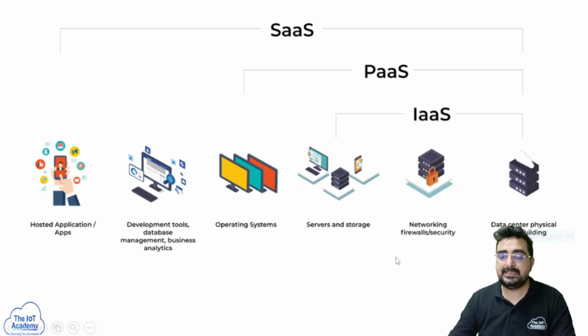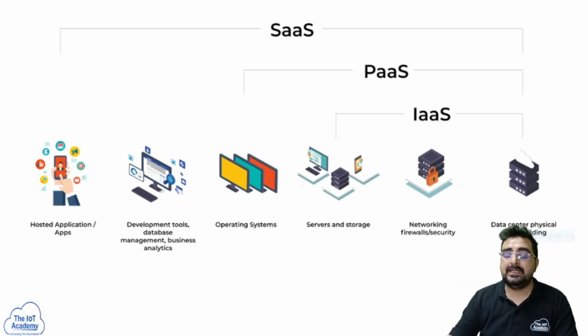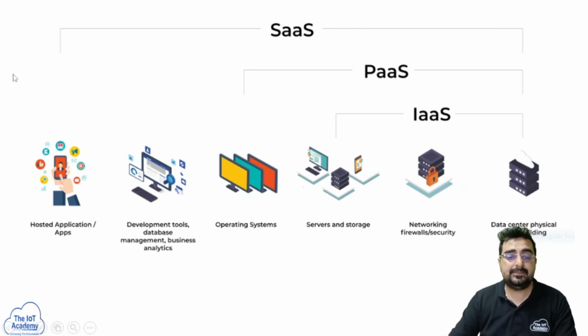Here, servers and storage, networking, data center, physical plant and building are managed by the company, that is, they are providing the infrastructure. Then if they are providing the operating systems, OS, middleware, that is platform as a service. Then if they are giving a complete solution, developing the application and providing the tools, that is software as a service.